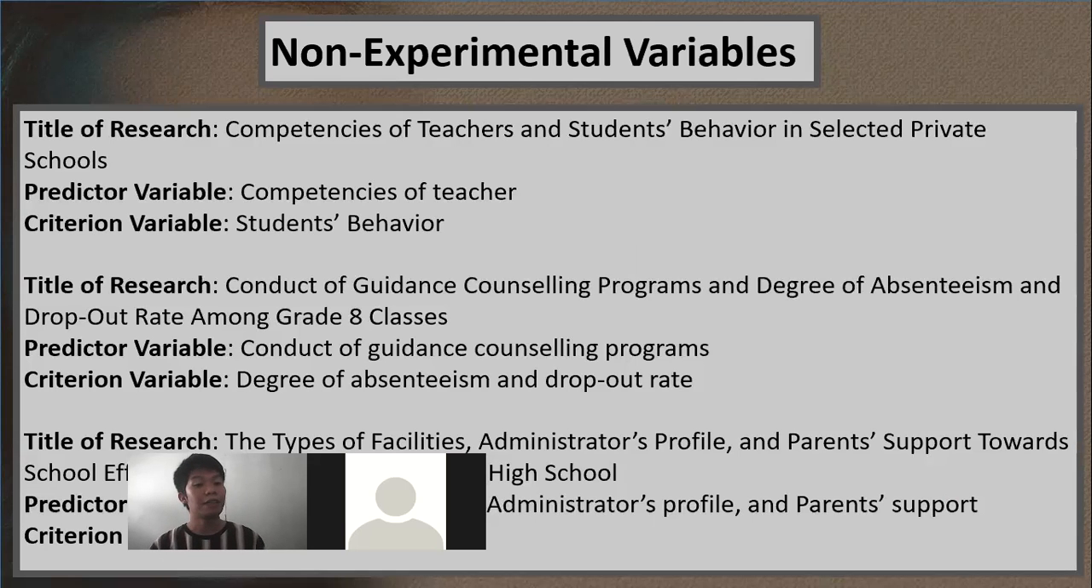Okay, for example, the title of research: Competencies of Teachers and Students' Behavior in Selected Private Schools. Predictor variable is the competencies of teachers, while the criterion variable is the students' behavior. In this specific study, the researchers will determine if the competencies of the teacher can affect the behavior of the students. Ito naman, conduct of guidance counseling programs and degree of absenteeism and dropout rate among grade 8 classes. Predictor variable, conduct of guidance.